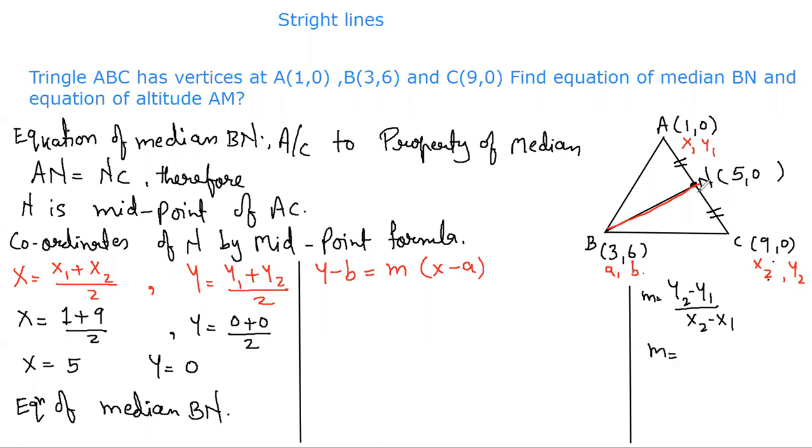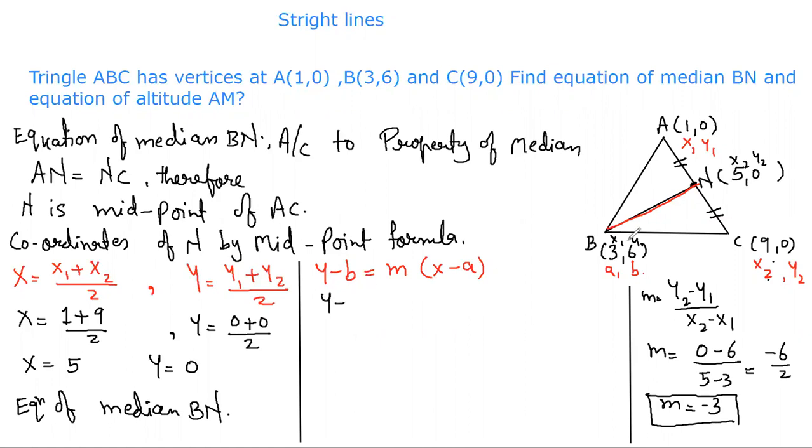For the gradient of the BN line, we consider (3, 6) as x1, y1 and (5, 0) as x2, y2. So y2 is 0 take away 6 and x2 is 5 take away 3, which is equal to negative 6 over 2, which is equal to negative 3. That is how we got the m value of negative 3. Now substitute all these values in this formula.